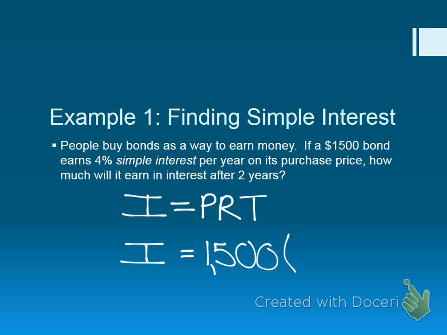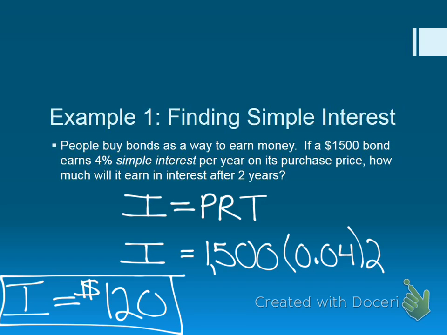$1,500. What's my rate? It's 4%, but all chapter, what have we been doing to our percents before we can multiply? Change it to a decimal. 0.04 times 2, because 2 stands for years. It is in years. Now I put it in my calculator. 1,500 times 0.04 times 2. All right, so what do I get? $120.